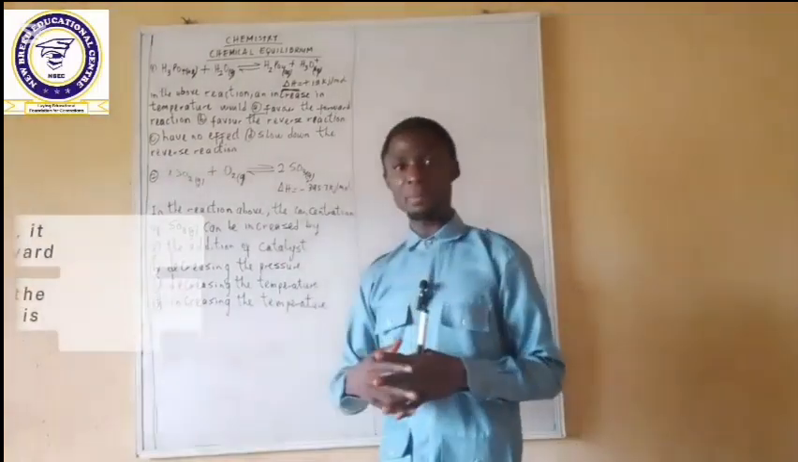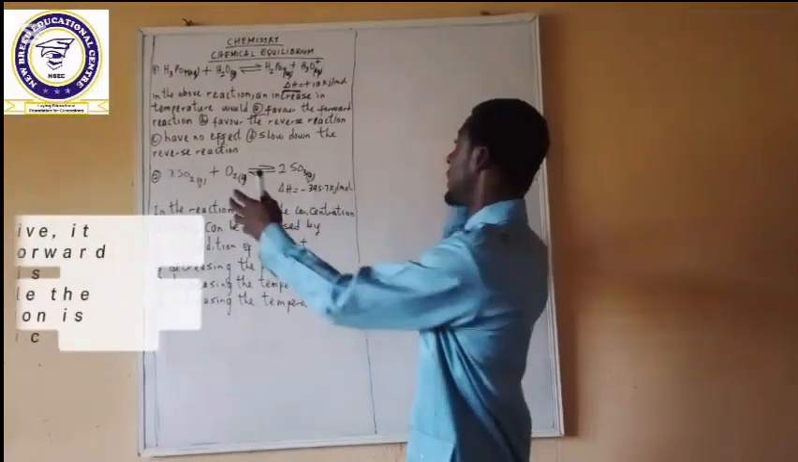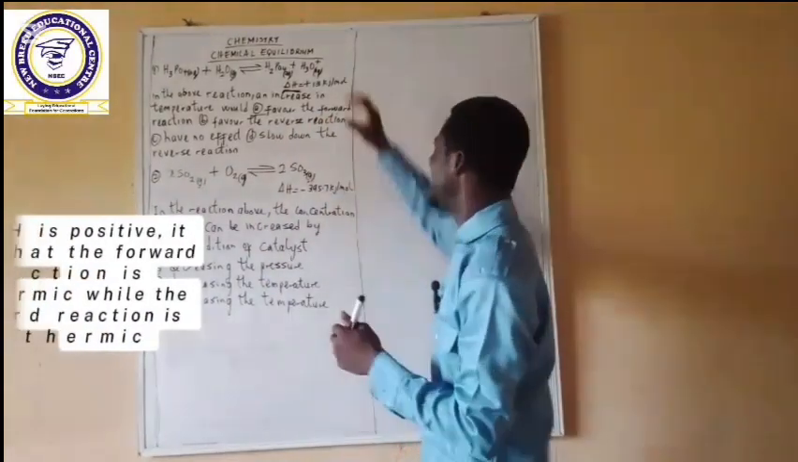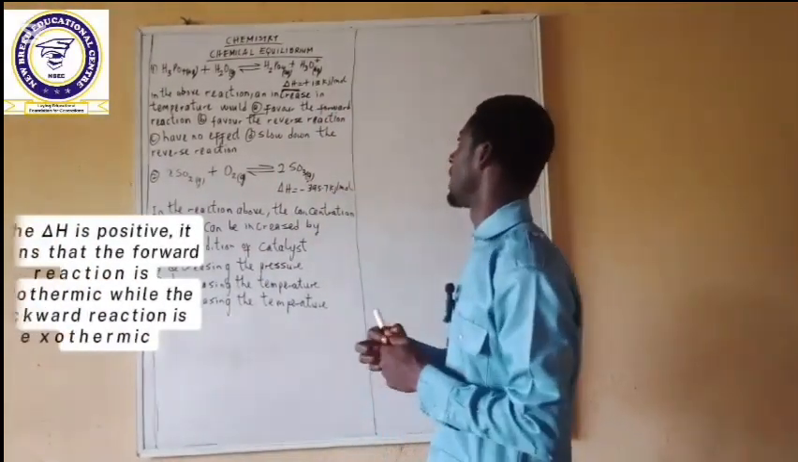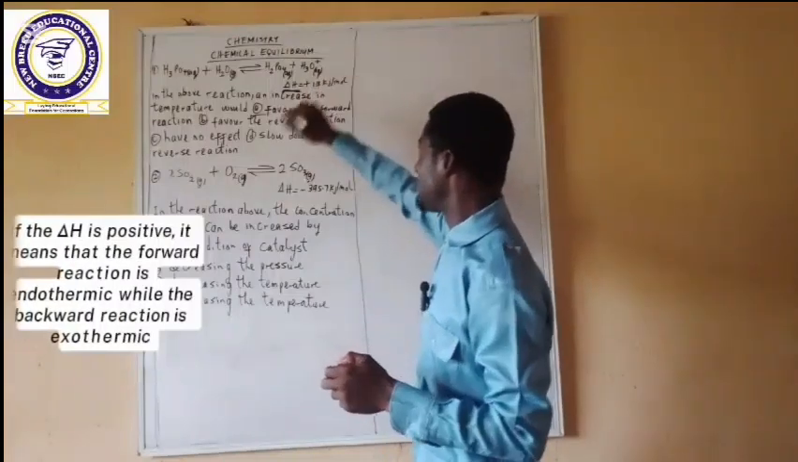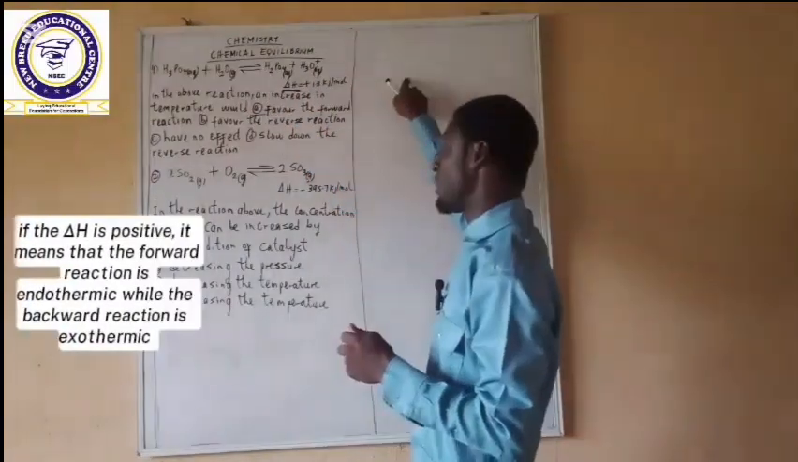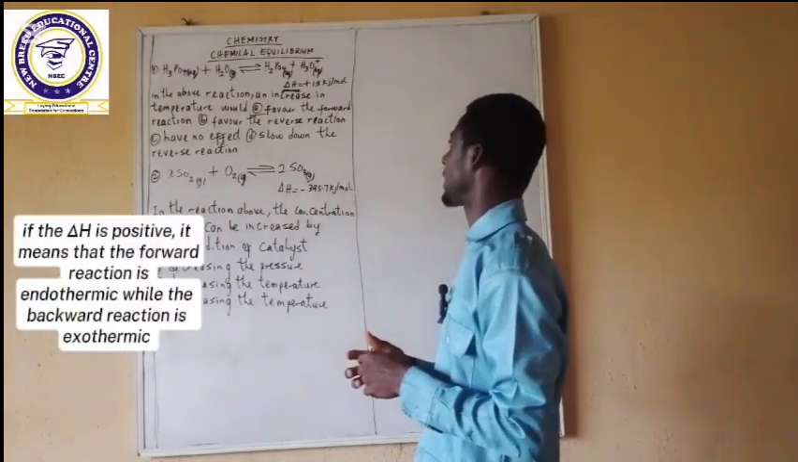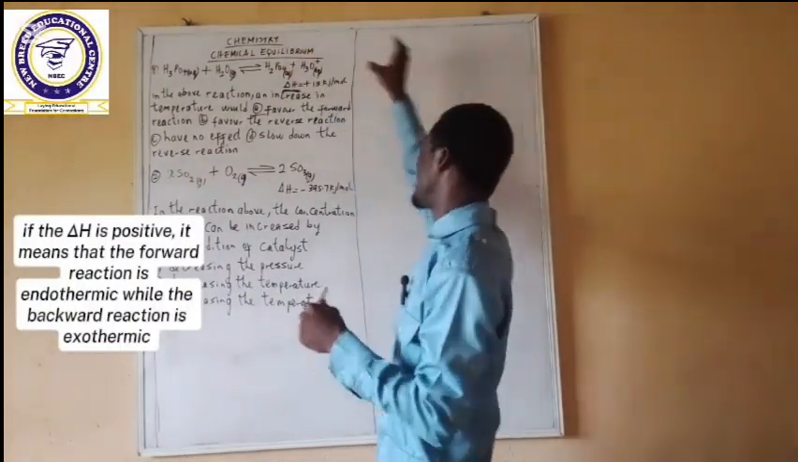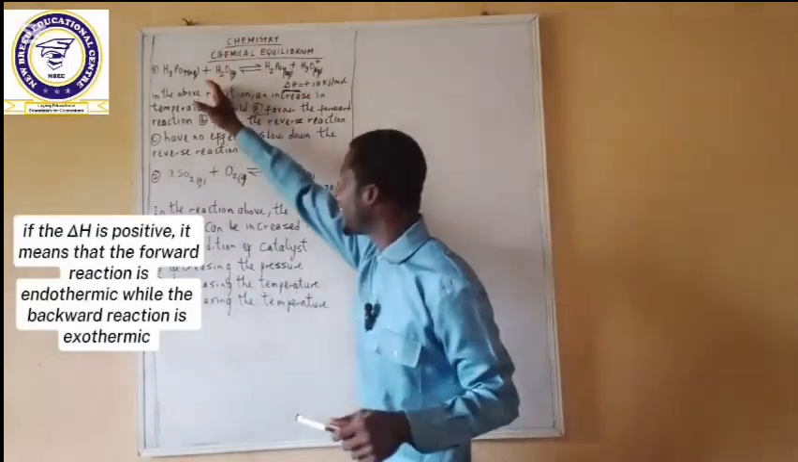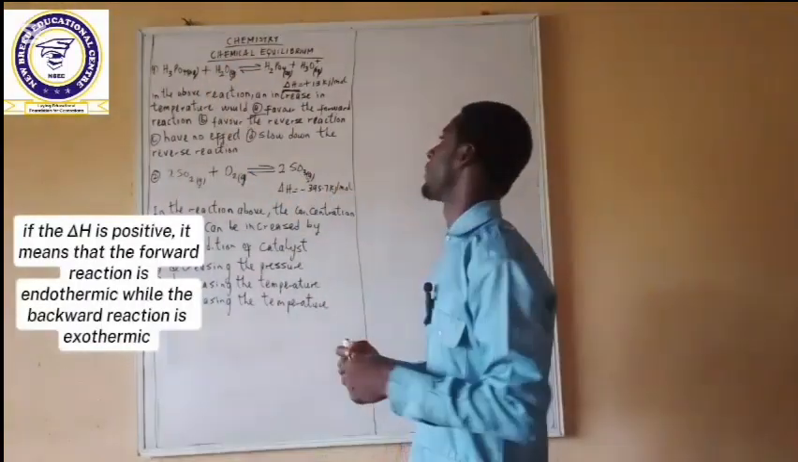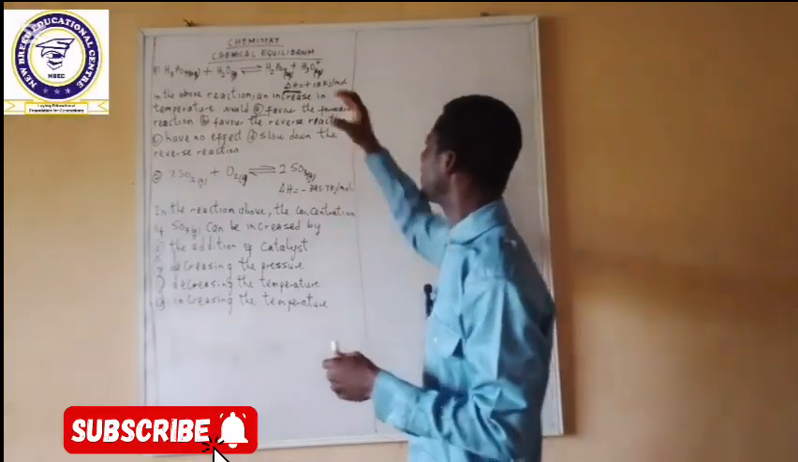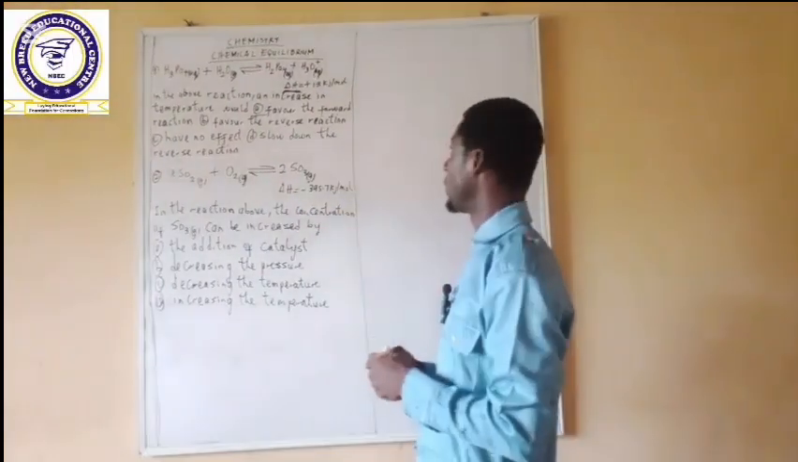And as I have explained earlier, this system is going to have two sides, the forward reaction and the backward reaction. So let's interpret this question. Since the delta H is positive, it means that the forward reaction is endothermic and the backward reaction is exothermic. That is the interpretation with this delta H. Now, if you increase the temperature of this system, how does this system still maintain its equilibrium?